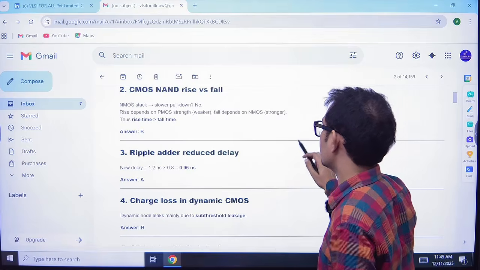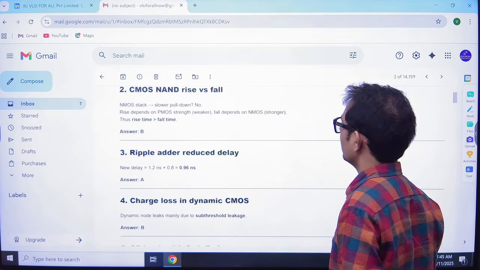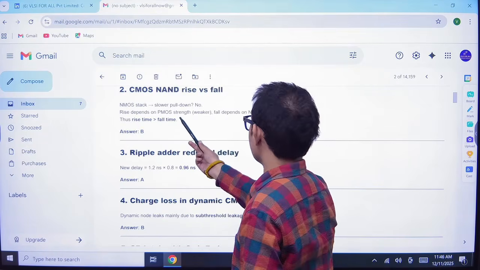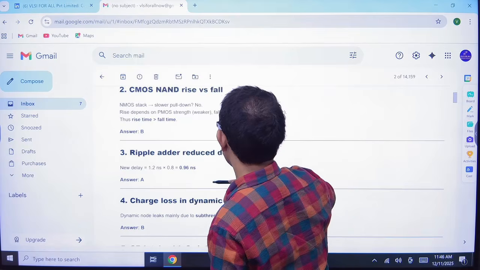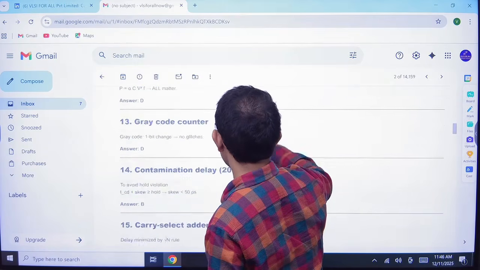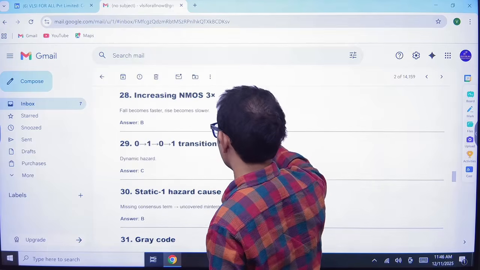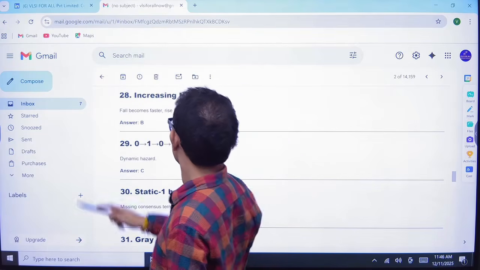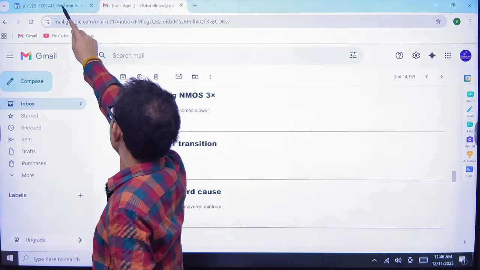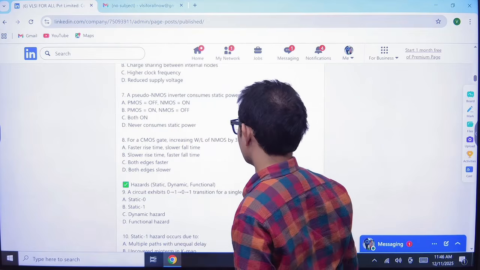Rise time depends on the PMOS. Okay, this was PMOS and NMOS, right? Fall time depends on the NMOS. This is the similar concept you can see, right? So the answer is B here. Answer is B here.